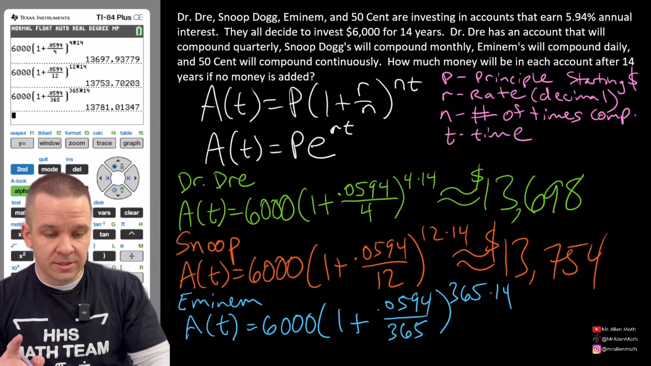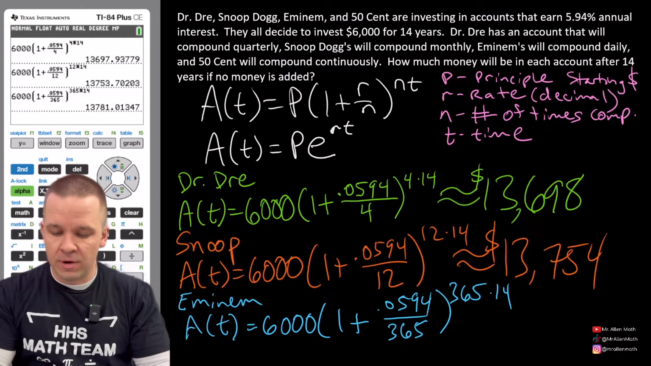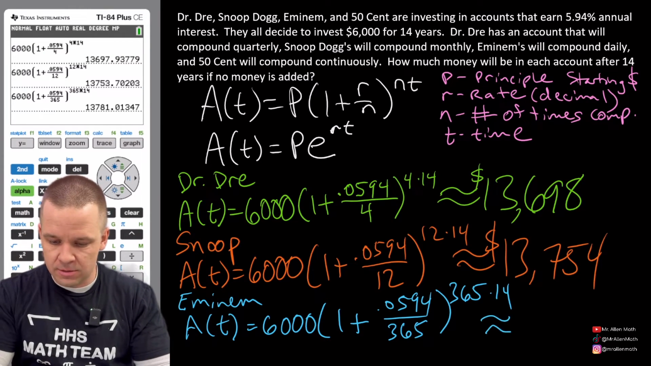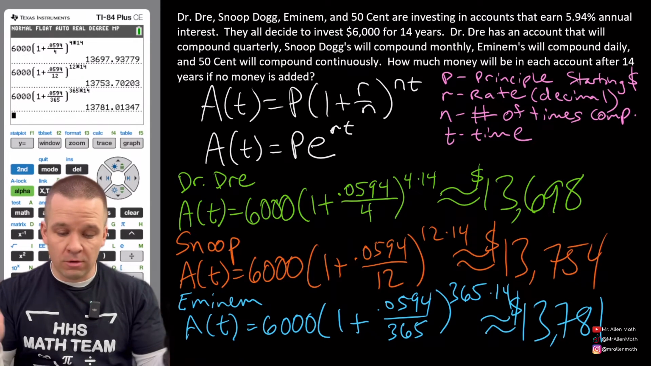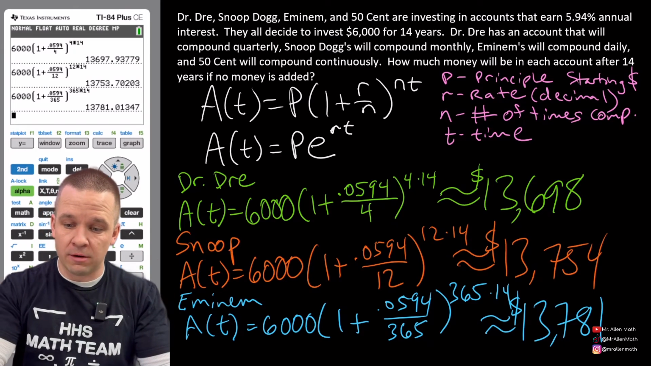Woo. 13,781 will be the rounded to the nearest dollar. 13,781. Cool. So more times compounded seems to be the better, yes.